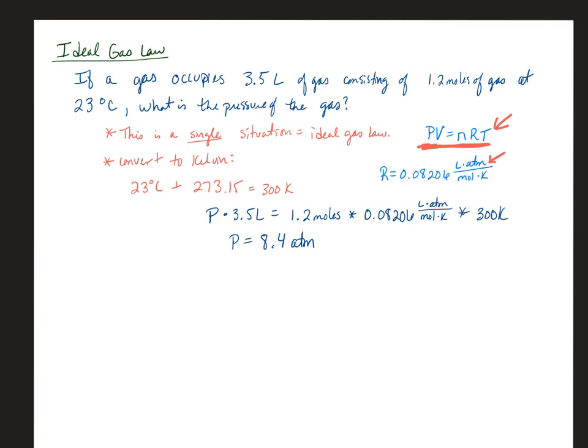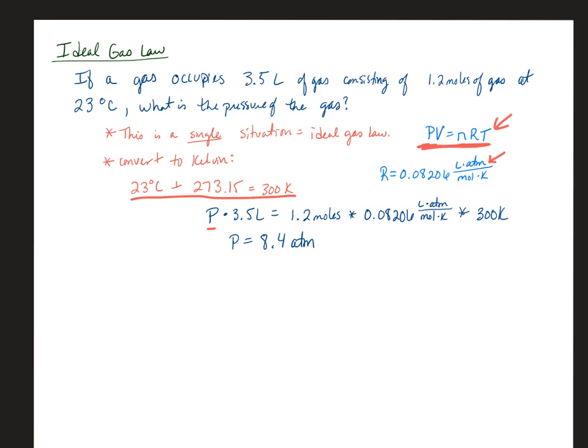If instead you need to switch it to something else like torr, you can find this in atmospheres and then convert it, or you can use a different R value that actually has it already in torr, for example. So I converted this to Kelvin already, and then it's just a plug and chug.